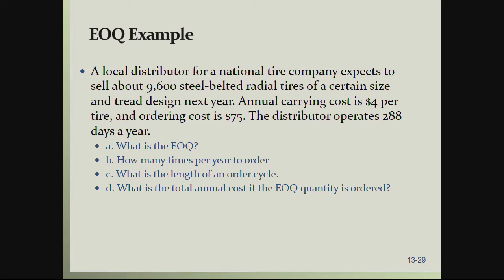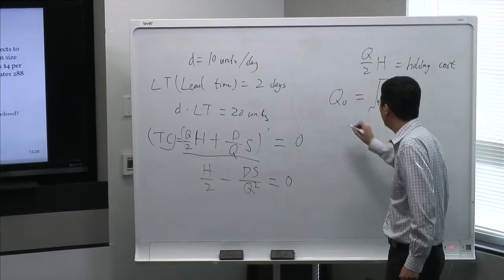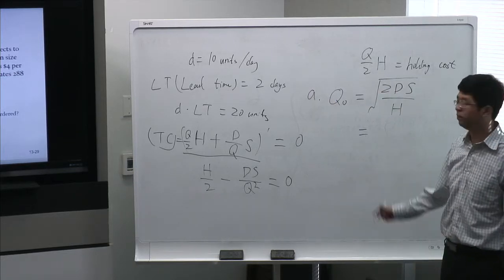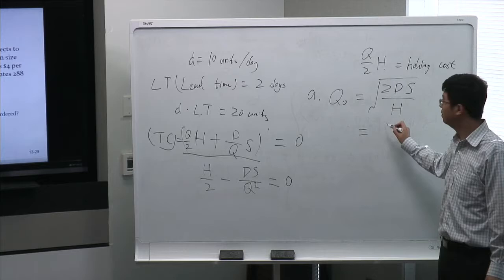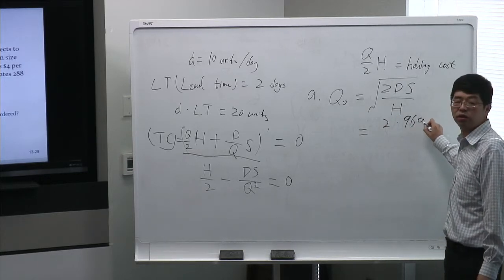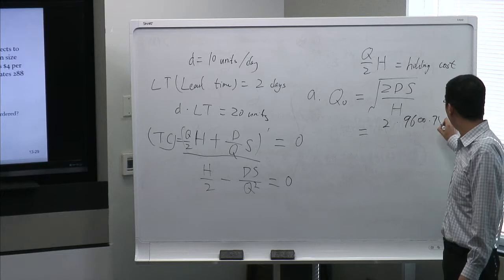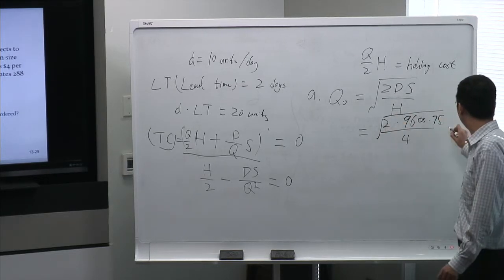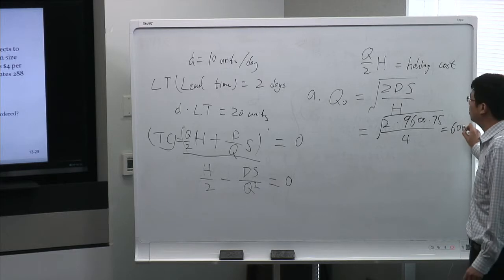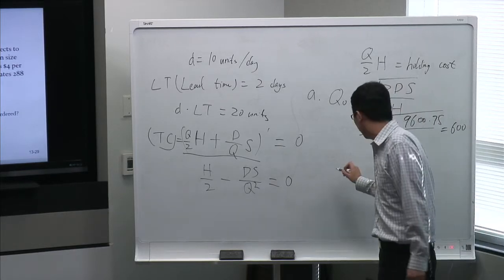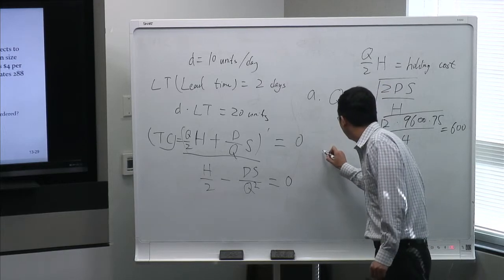Okay, so let's do that together. Part A, Q0. Any volunteer tell me how to get the optimal order quantity? 2 times 9,600 times 75 divided by 4. Take the square root. The result equals 600. Right, that is pretty straightforward. So I believe most of the class figured out part A independently.